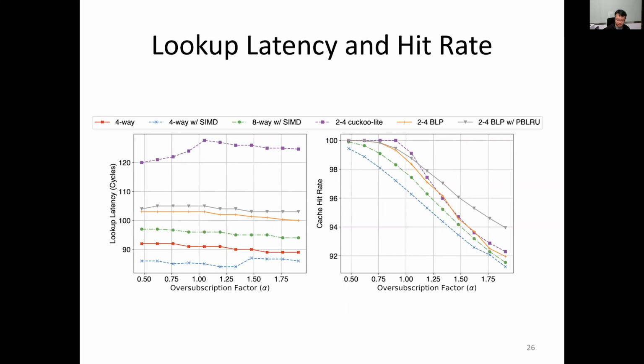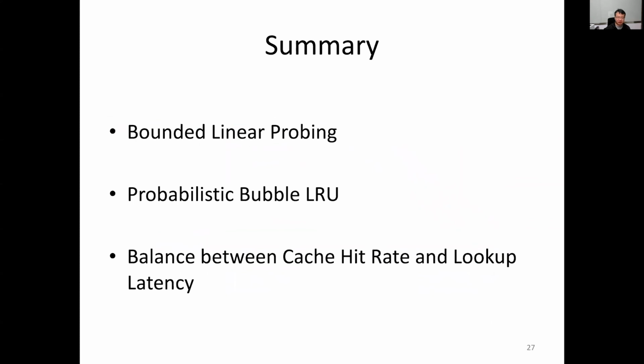So to summarize, in this talk, I told you 2 interesting techniques: bounded linear probing and probabilistic Bubble LRU. And we combine those 2 techniques to build a fast microflow cache in Open vSwitch. And the core idea behind those 2 techniques is the same. That is, we want to balance between the cache hit rate and the lookup latency.